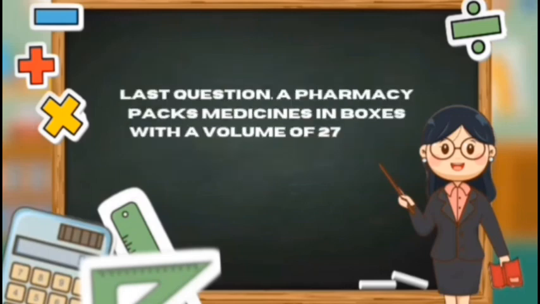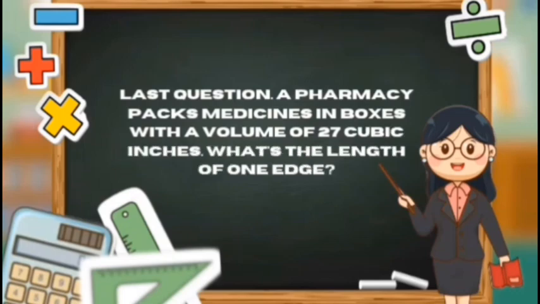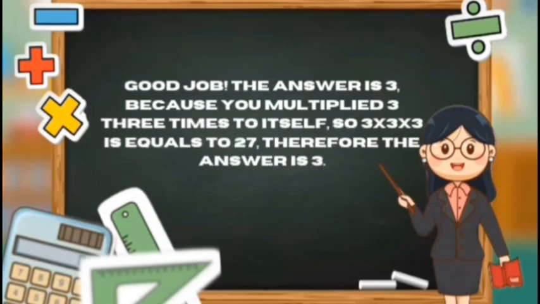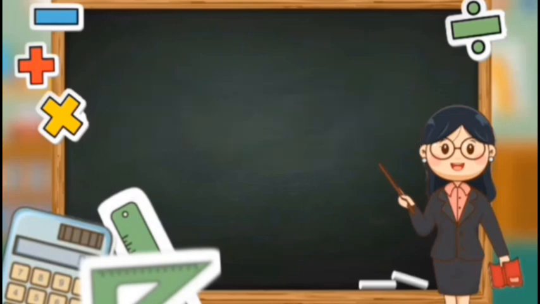Last question. A pharmacy packs medicines in packs with a volume of 27 cubic inches. What is the length of one side? Good job! The answer is 3 because you multiply 3 three times by itself. So 3 times 3 times 3 is equal to 27. Therefore, the answer is 3.